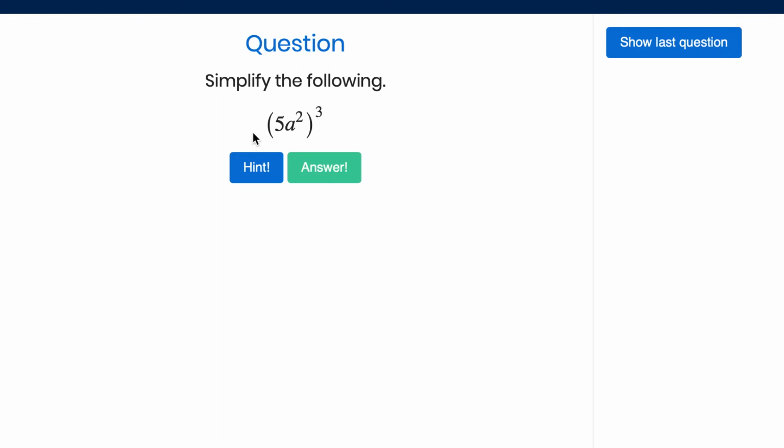Okay, so here's the answer. Now if you'd have said 5a to the power of 6, you'd have been wrong. And this is because the 5 is also inside the brackets, meaning that it also needs to be cubed. The answer is in fact 125 times a to the power of 6. We have to cube the 5 and the a squared.